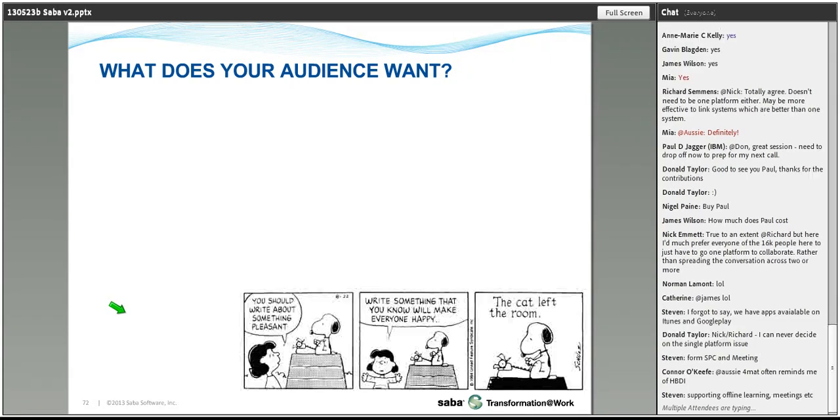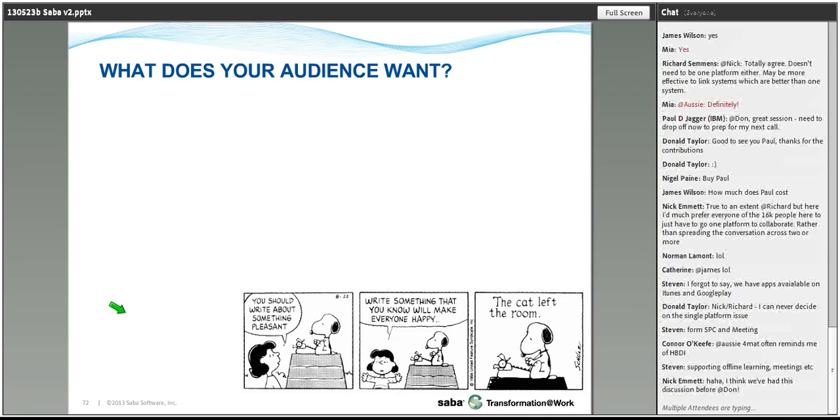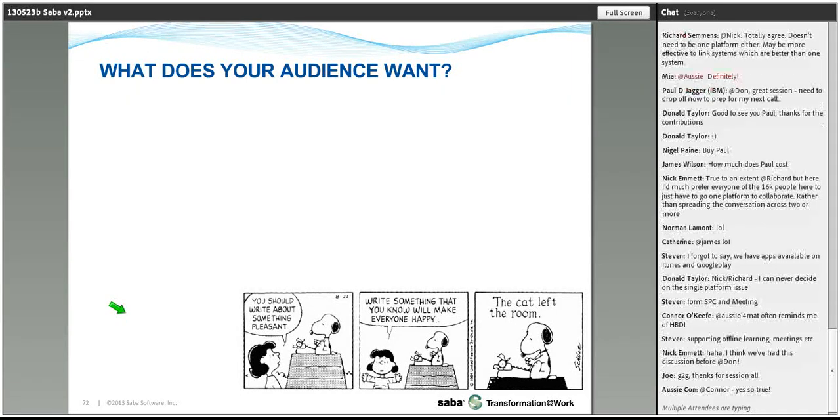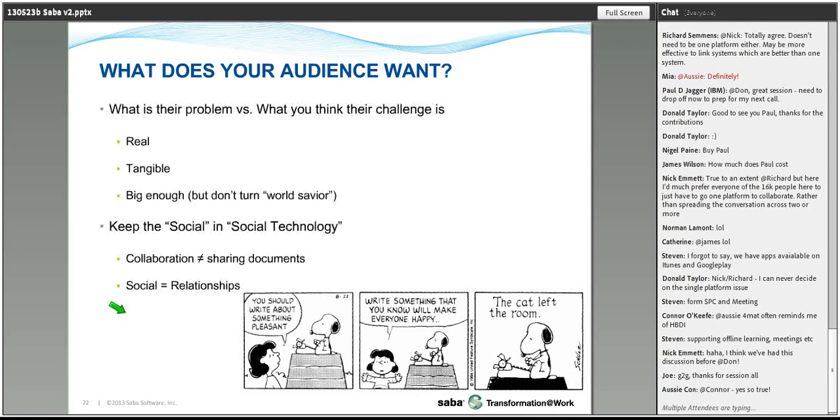Okay, so first question, what does your audience want? And I find this really nice little cartoon here. And personally being a big fan of the Peanuts and Snoopy, I thought that pretty much sums it up, what a lot of us guys in the learning technology profession actually are doing. We think that we know the answer, we think we know what the problem is, but maybe we don't. Okay? I don't want to read a book about a cat that left the room.